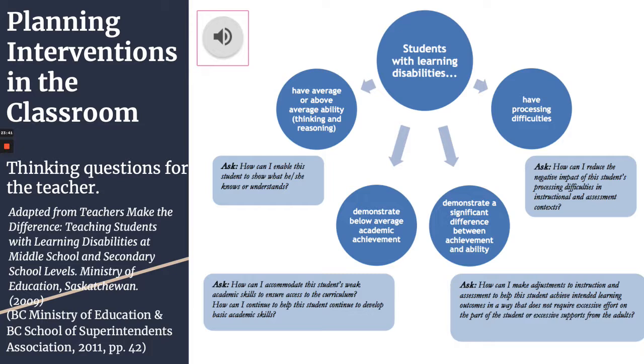Demonstrate a significant difference between achievement and ability. As a teacher, ask, how can I make adjustments to instruction and assessment to help the student achieve intended learning outcomes in a way that does not require excessive effort on the part of the student or excessive supports from the adults?